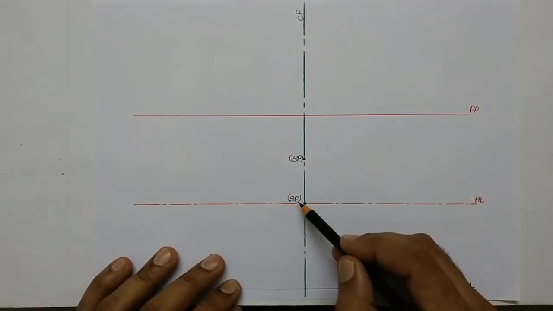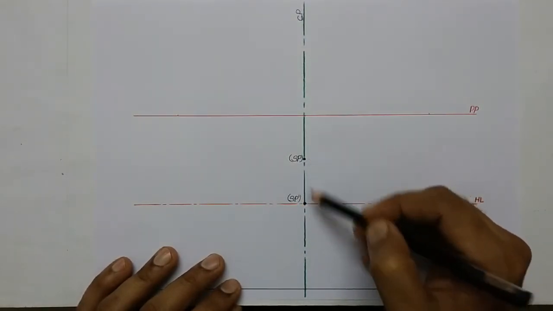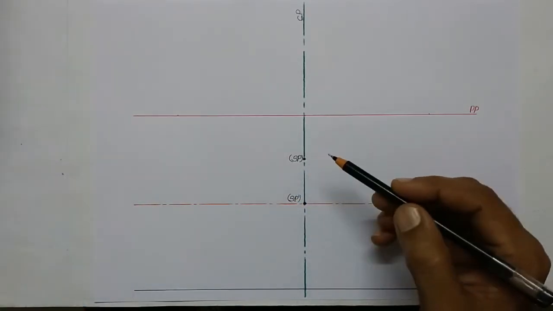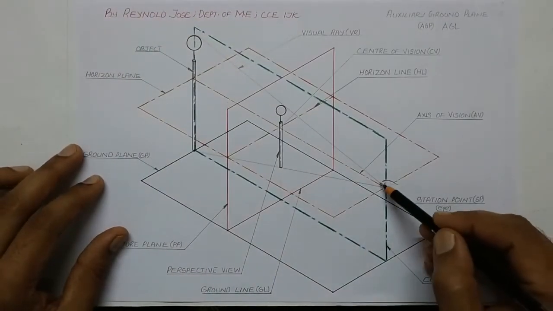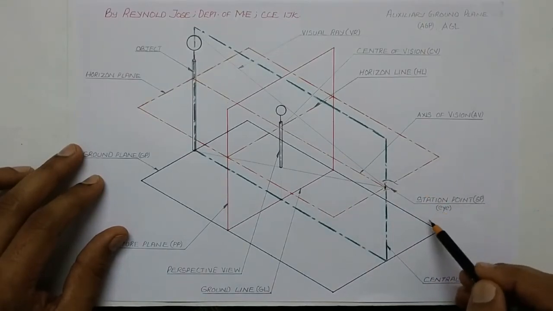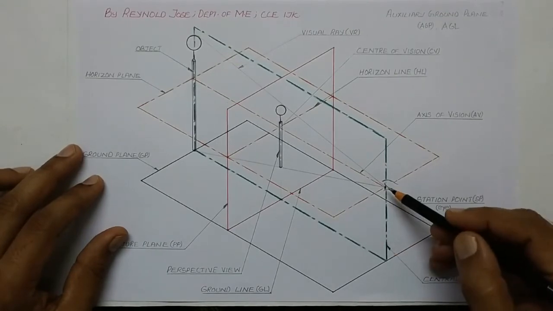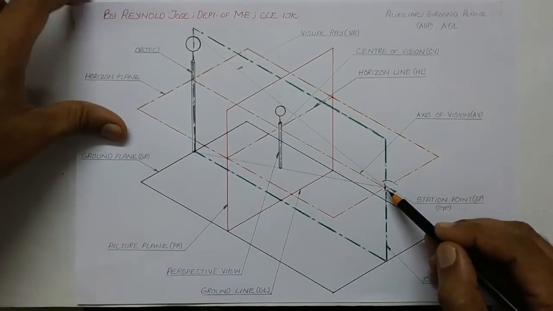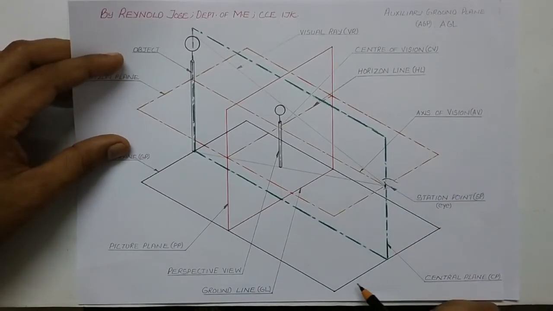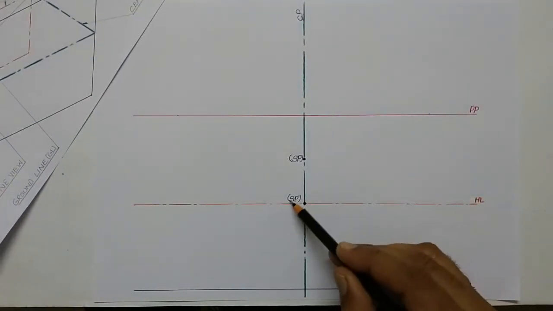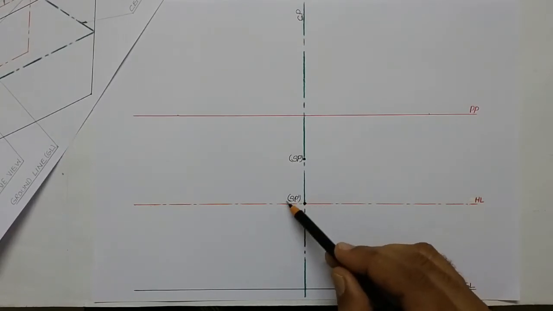So SP means station point. Here I have marked two station points. SP dash is the station point in the front view, and SP is the station point in the top view. So what do you mean by the station point in the front view and top view? Here, if you notice, this is the station point, which is known as the eye. So here is where the observer is standing. When you are observing from the front view, this position is visible, the height of the observer with respect to the ground plane. So the height of the observer will be visible in the front view. That is what I have represented here as SP dash.